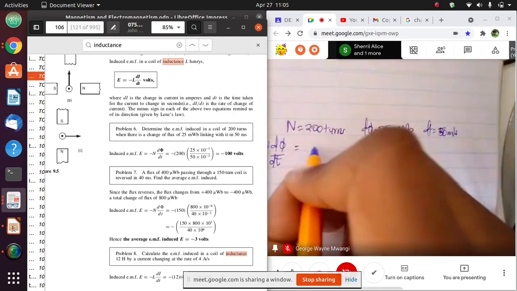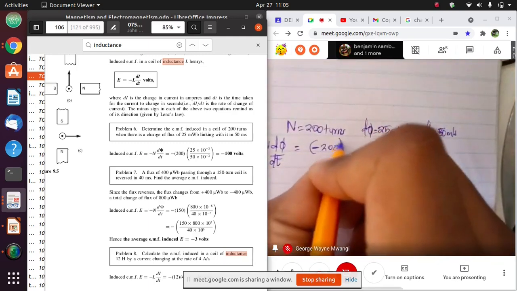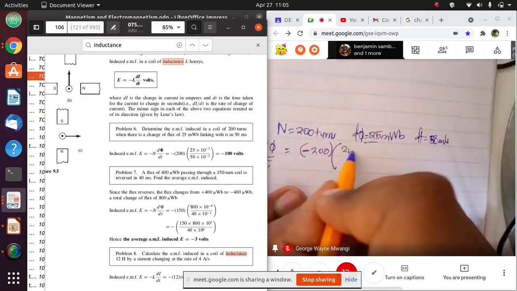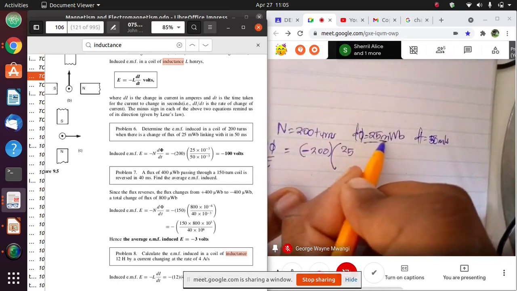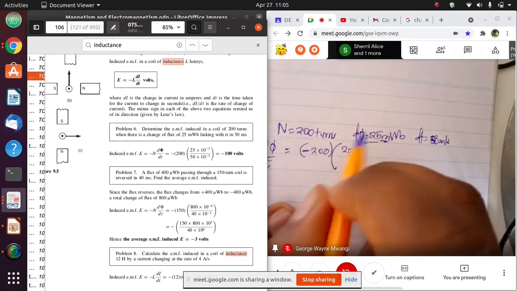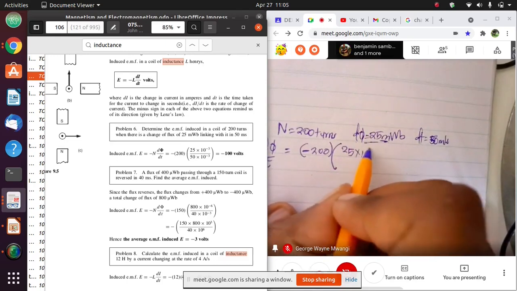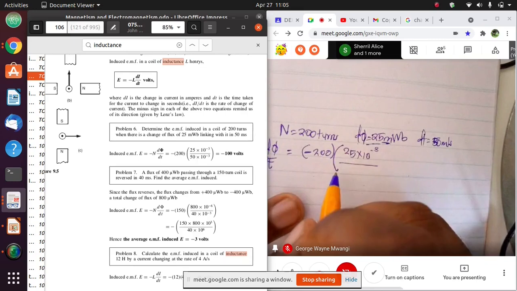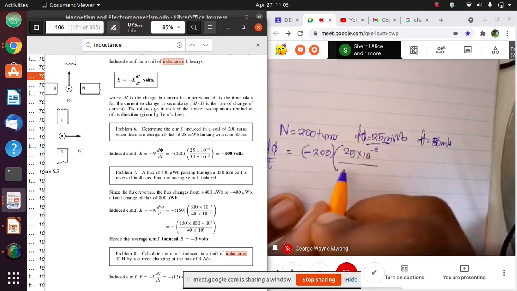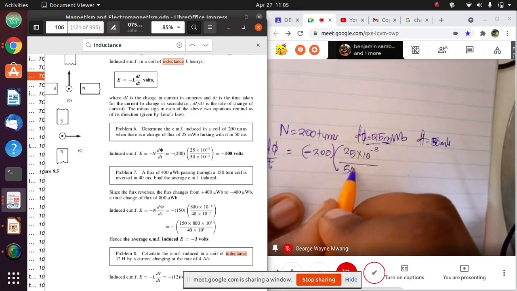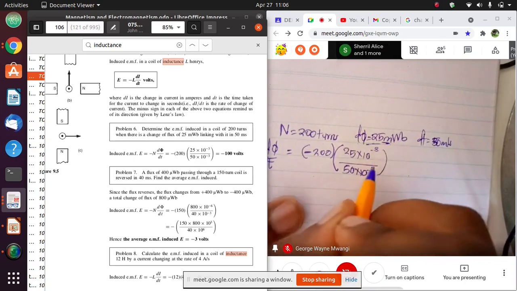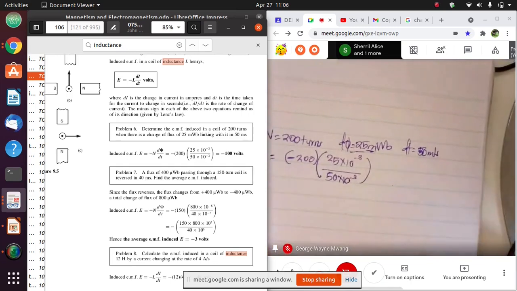This is equal to negative 200 multiplied by the change in flux, which is 25 milliweber. So we have to change this from milli to Weber. And how do we do that? We divide by 1,000, so 10 power negative 3, over the change in time. The change in time is 50 milliseconds, so we also have to change the 50 milliseconds to seconds. We do the same: we divide by 1,000, so we multiply by 10 raised to power negative 3.